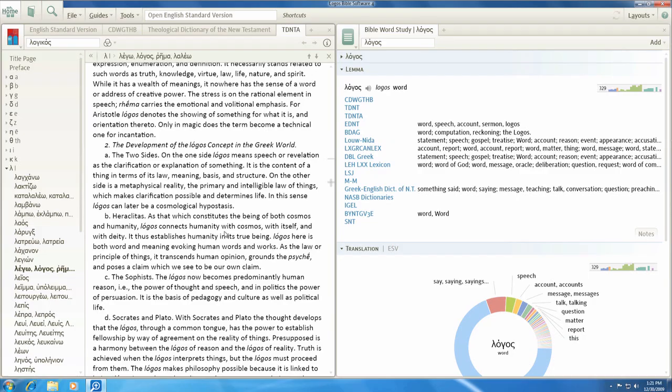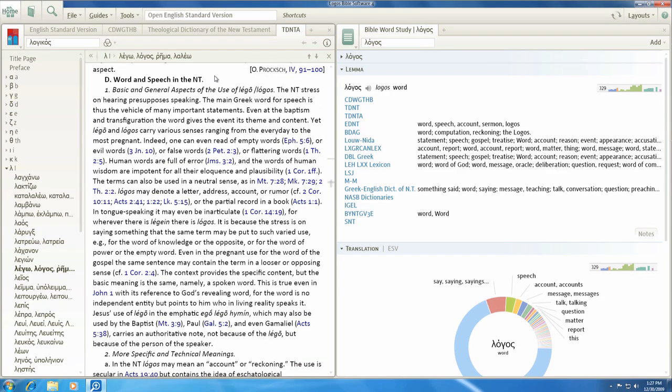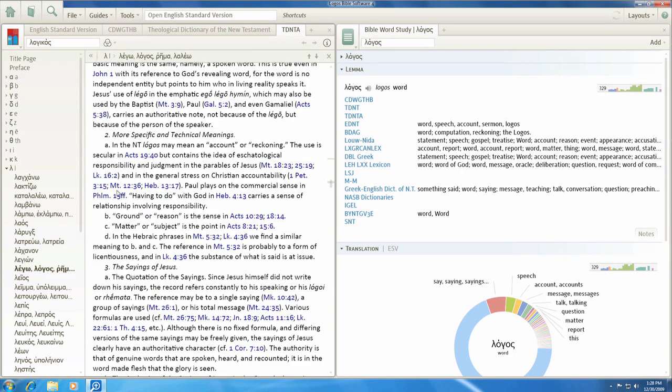You might see a link here to Herodotus or another ancient Greek writer. Here I have references to Plato and Socrates without actual links to their works. And jumping down, just want you to notice how short this article is, or actually the length of the article. One, the basic and general aspects of the use of lego or logos, going all the way down to the more specific and technical meanings of the word. Now let's take a look at the unabridged version.